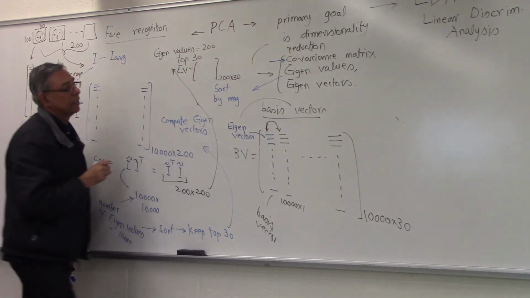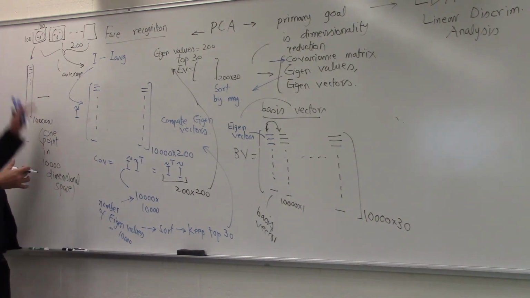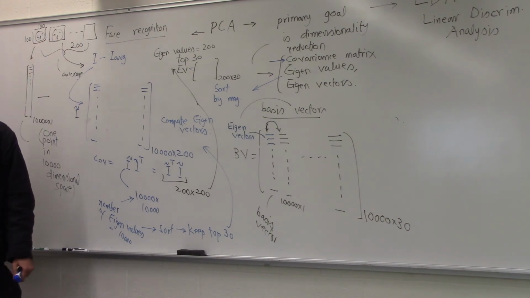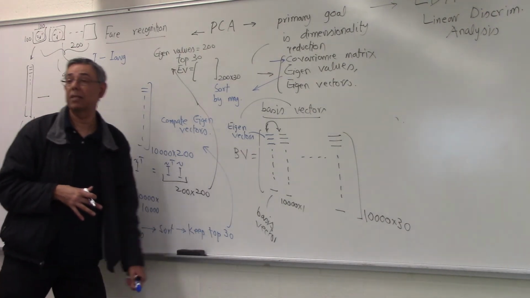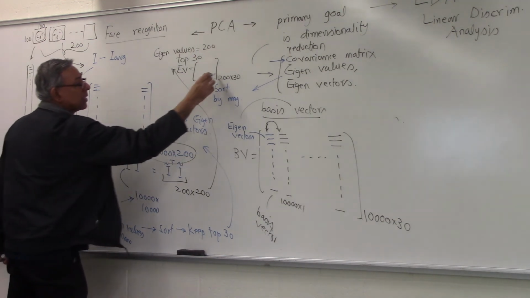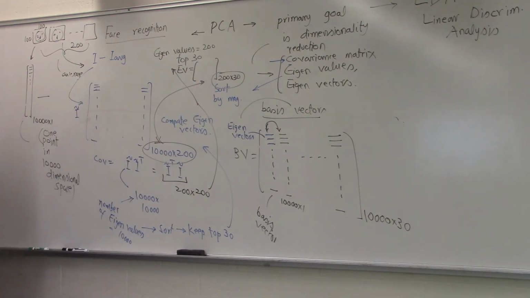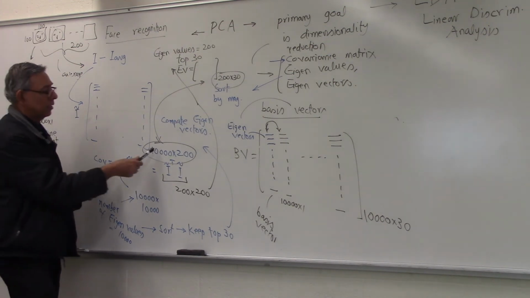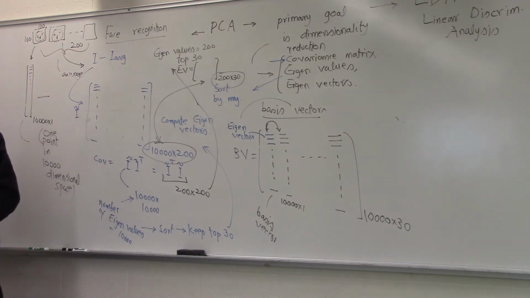But like we discussed, that cannot be our basis vectors. Our basis vectors have to be the same dimension as our original data. So now we need to do one extra step to come to 10,000 by 30. If this was 10,000 by 200, and this is 200 by 30, what will I do to these matrices so that I get 10,000 by 30? No transpose. Just straight up multiplication. I'll get 10,000 by 30, and that will be my basis.